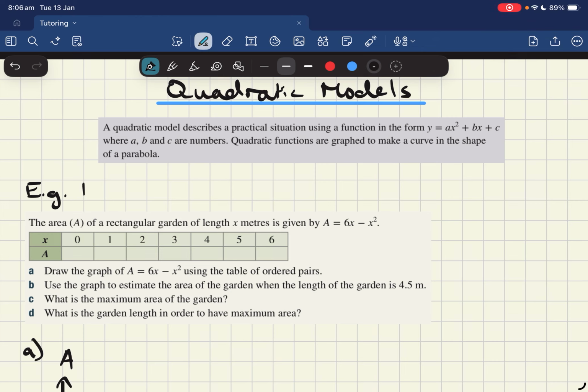So in this video, we are looking at quadratic models. Now, like all the other models we've talked about previously on this channel, a quadratic model once again describes a practical situation using the quadratic function in the form of y equals ax squared plus bx plus c. Quadratic functions are graphed to make a curve in the shape of a parabola. That's the one we were talking about before. So we're going to apply this to a couple of examples in this video.